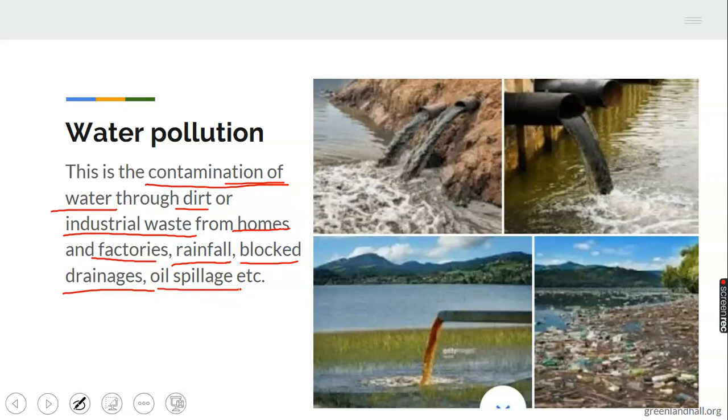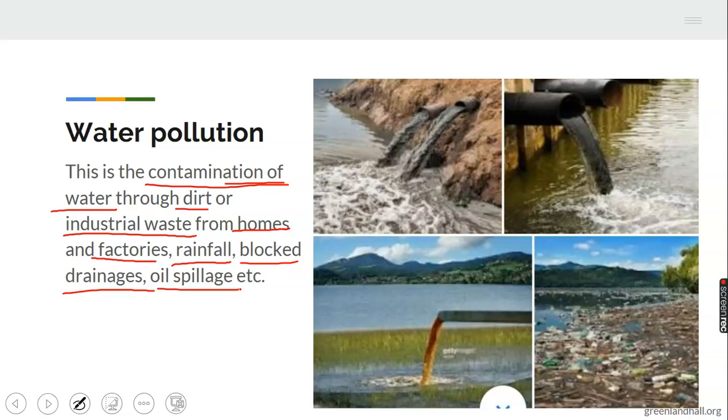Sometimes dirt or waste from our homes, you know, you wash plates, you throw the water away, and not only that, you clean up your house, you wash the clothes, you wash the bathroom, the toilet, and then the water flows out of the house and it goes somewhere. It gets into the drainages, that is the gutters.